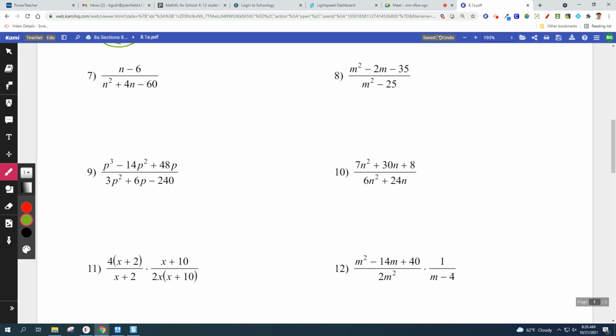There's nothing to do on the top, but the bottom you need to say, well, that's an easy trinomial. So I'm going to factor that like it's an easy trinomial. In and in.